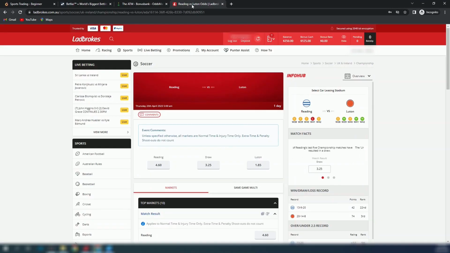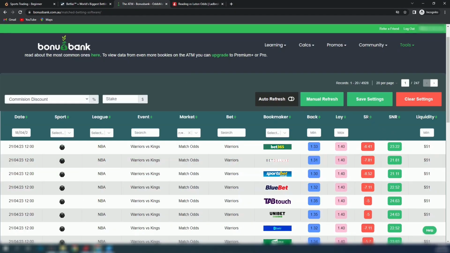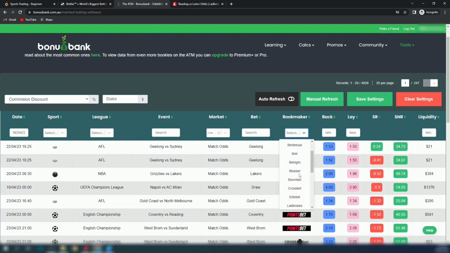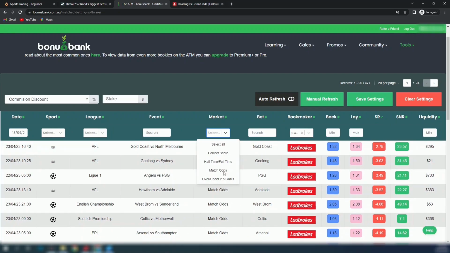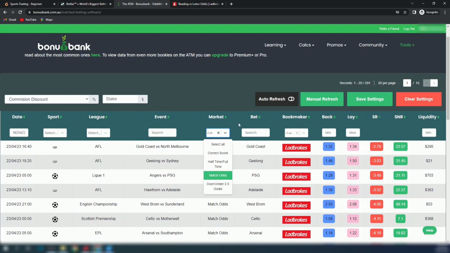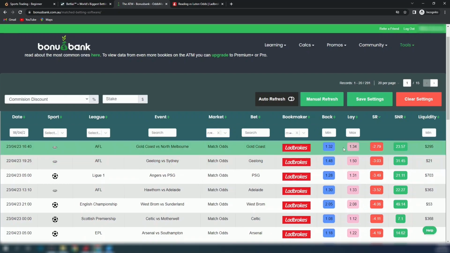And we'll start by heading over to the ATM. We'll click on our SR button until we have one downward arrow. We'll set our bookmaker at Ladbrokes, our market at matched odds, and of course this time we don't need to put a max lay odds. So we'll look for a percentage loss of 5% or less. At the top here we can see on the North Melbourne versus Gold Coast game a loss of 2.79%. That's within our 5% limit.